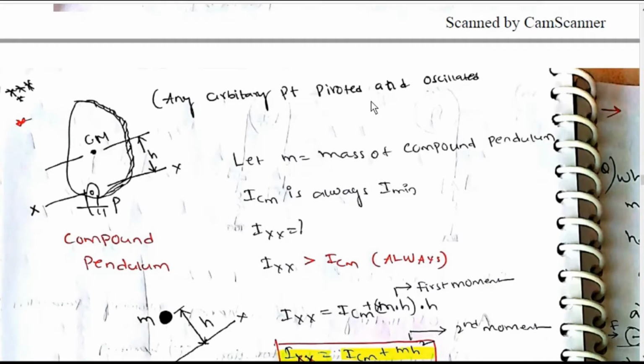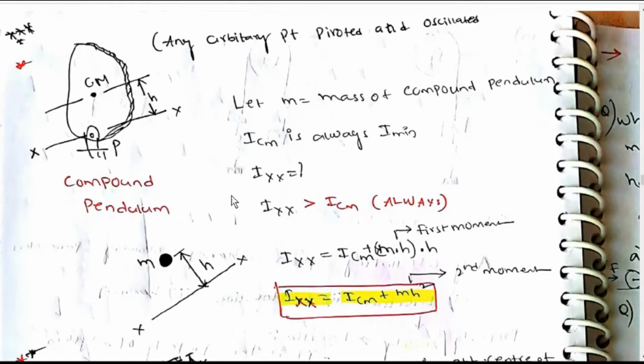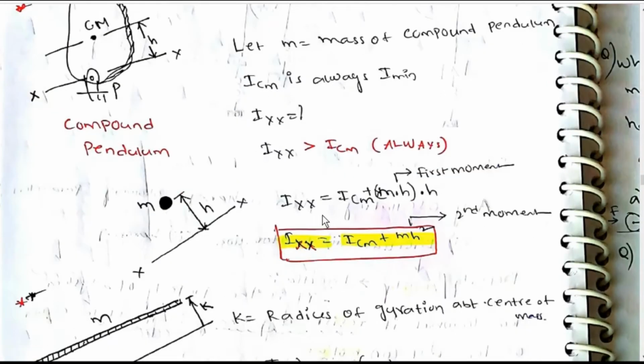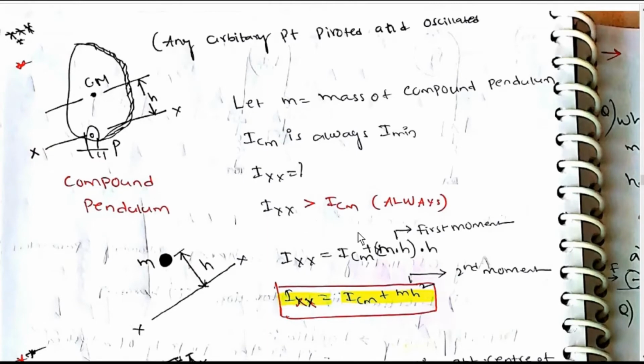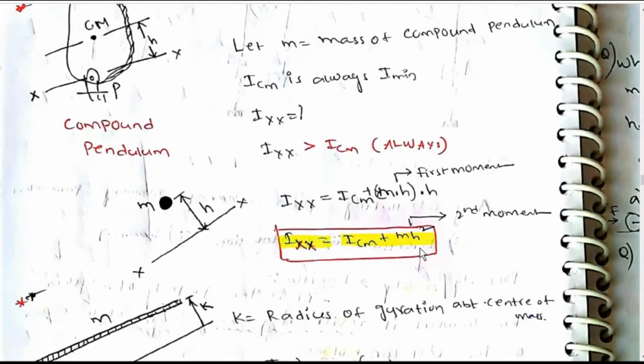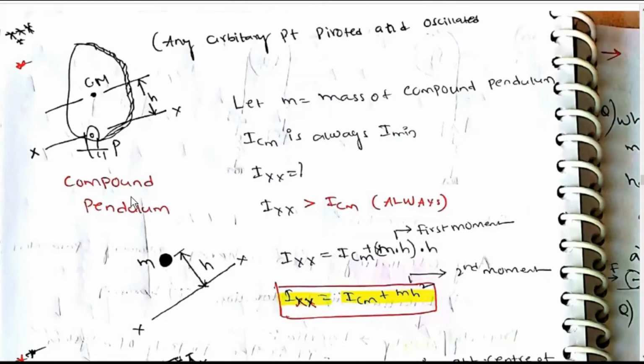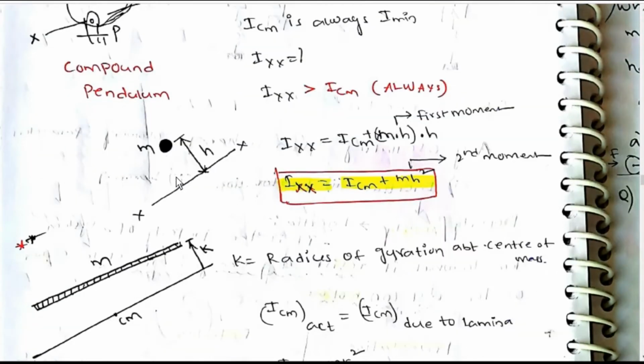Any arbitrary pivotal point, and the body oscillates. Let m be the mass of the compound pendulum. ICM is always less than Ixx. Ixx is equal to ICM plus m h squared. We already know that. Compound pendulum.